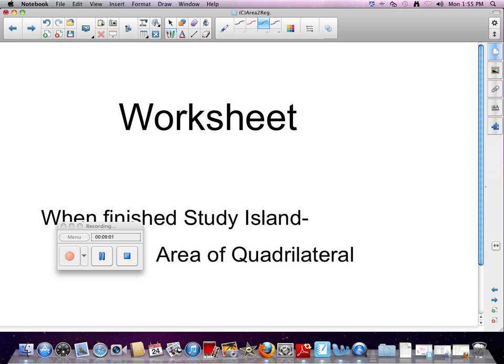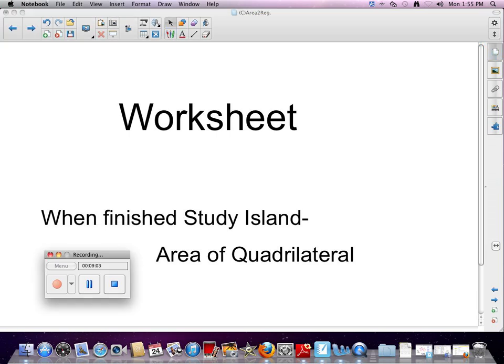All right, so you have a worksheet to work on today. And if you finish, you can go into Study Island under Geometry and start area of a quadrilateral.